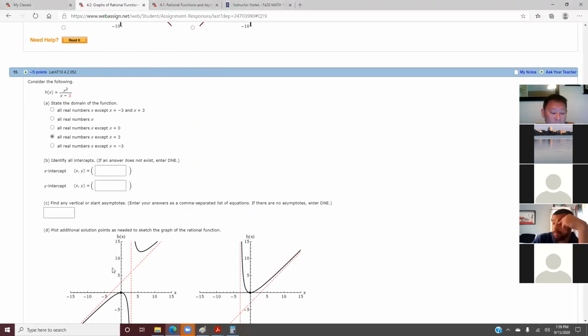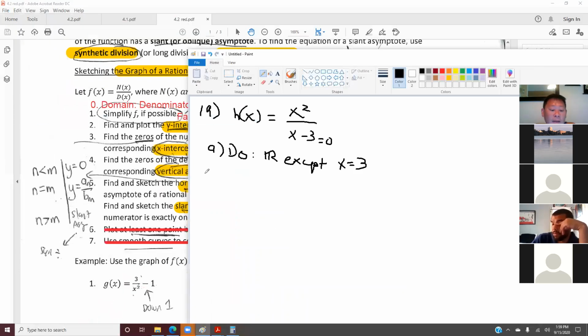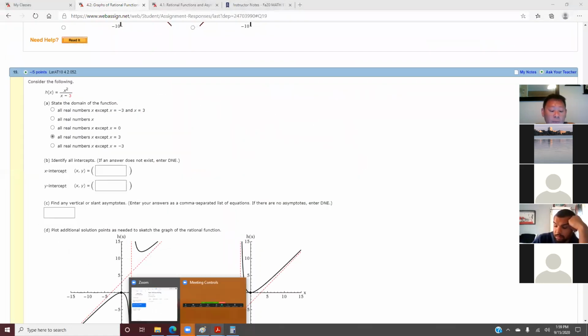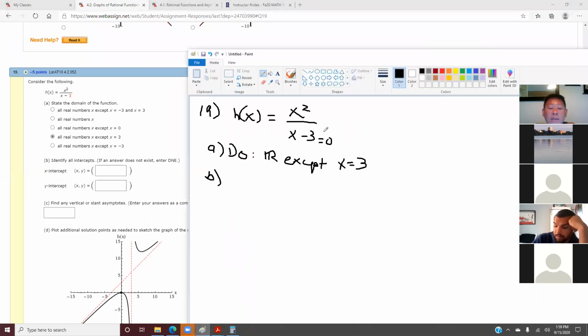Next, you have to simplify. Can we simplify this? No, this one cannot be simplified because it cannot be factored and there's no like term. So this is the simplest form we can get.